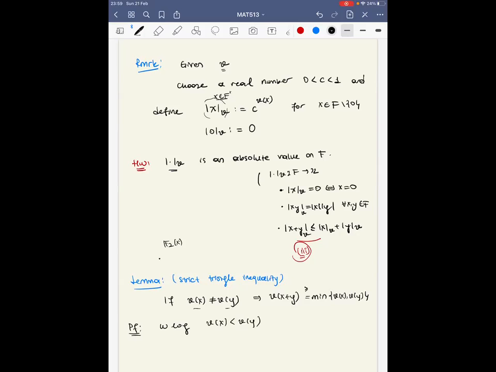First, without loss of generality, since we have this inequality, we can suppose that v of x is strictly less than v of y, and we can observe that v of minus 1, by the second property of a discrete valuation map, can be written as valuation of minus 1 plus valuation of 1. And valuation of a non-zero constant is 0. We have the same value.